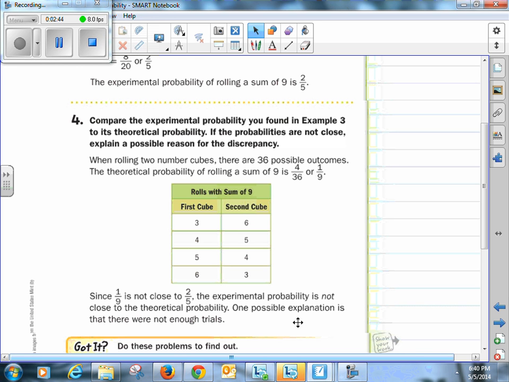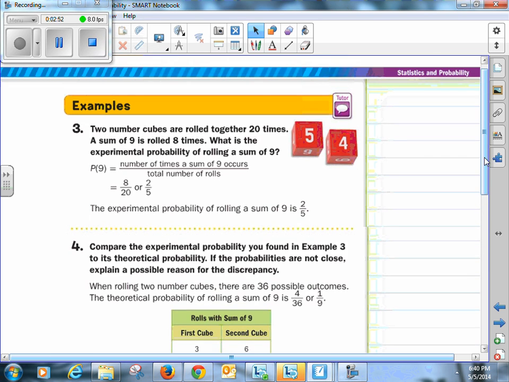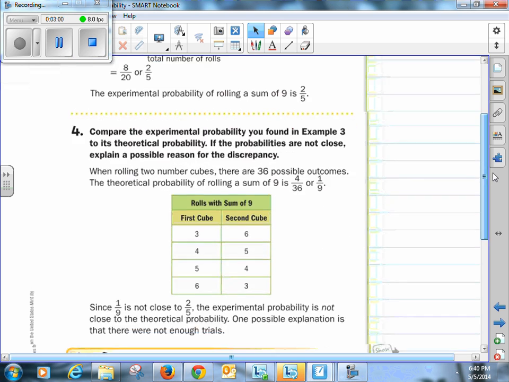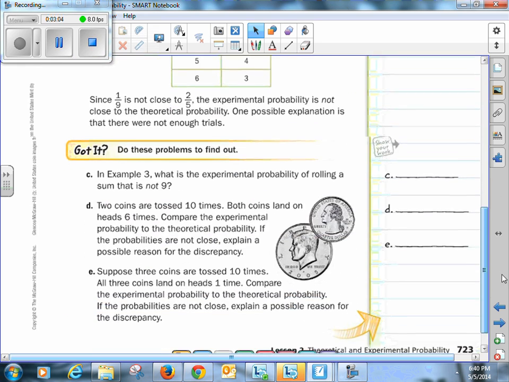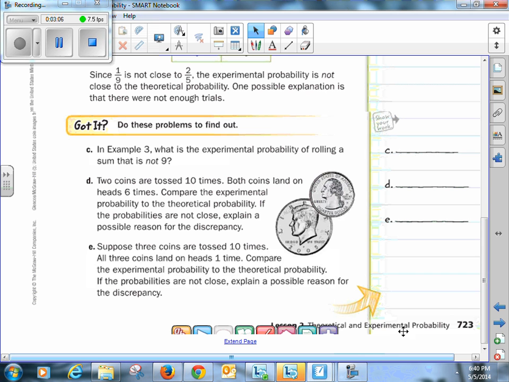One possible explanation is that there were not enough trials. See, there's 36 possible outcomes, and we only conducted the experiment 20 times. So that's not enough trials to get a good feel for the probability. So we need to probably do that a few more times.